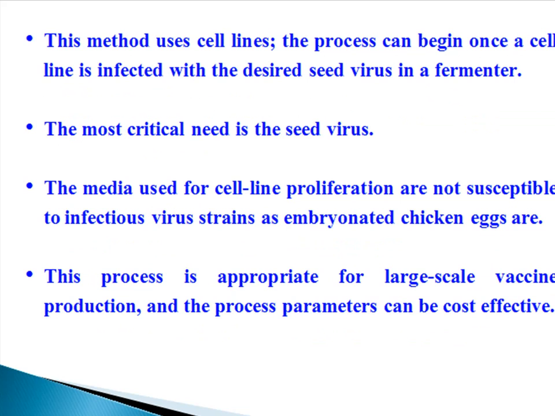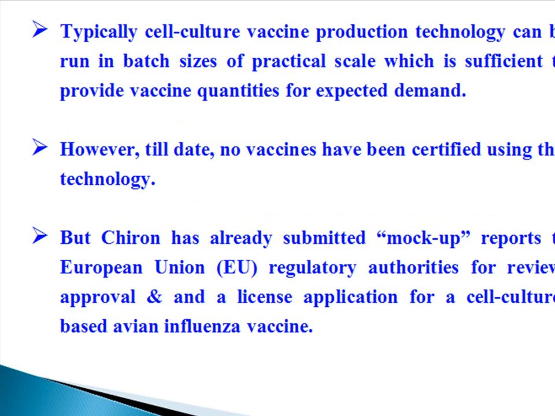This method uses a cell line. The process can begin once a cell line is infected with the desired seed virus in a fermenter. The most critical need is the seed virus. The media used for cell line proliferation are not susceptible to infectious virus strains as embryonated chicken eggs are. This process is appropriate for large-scale vaccine production and the process parameters can be cost effective.